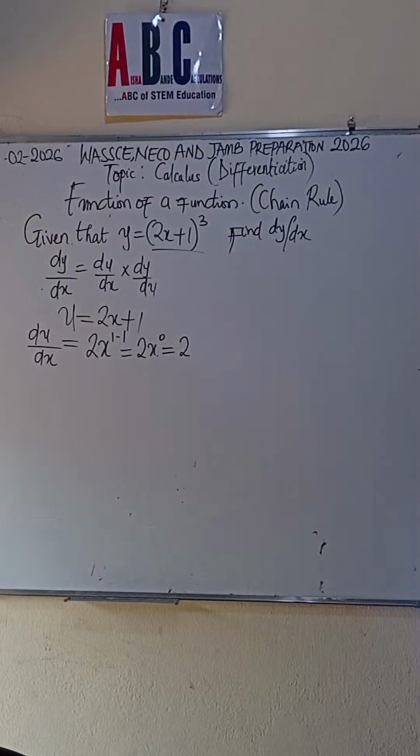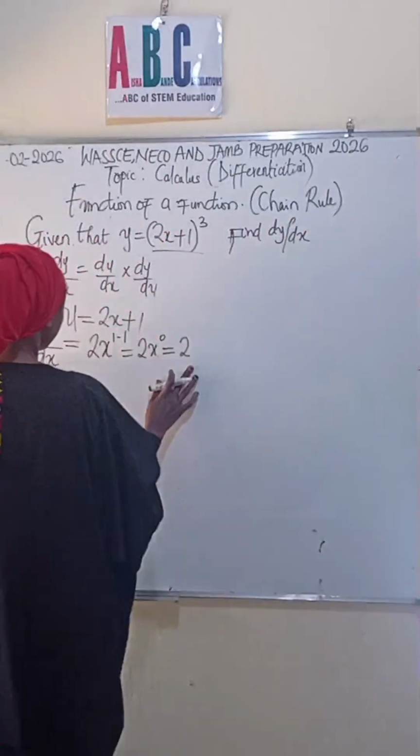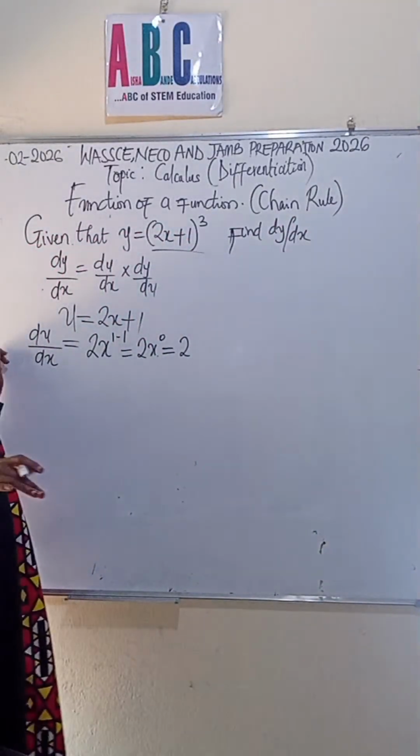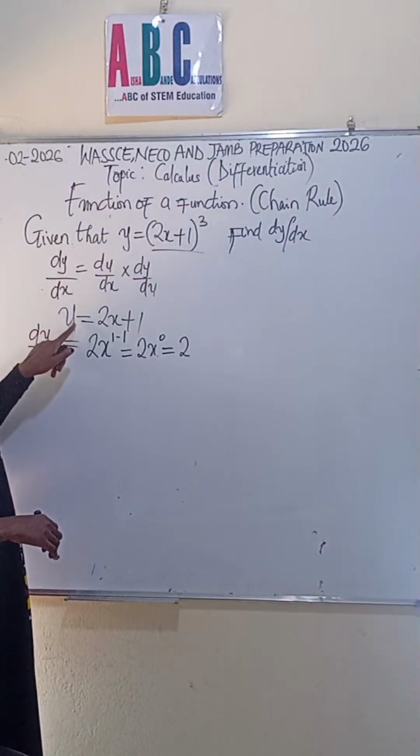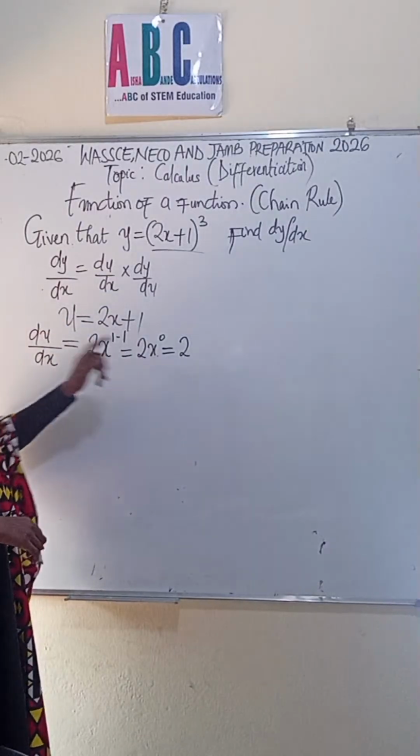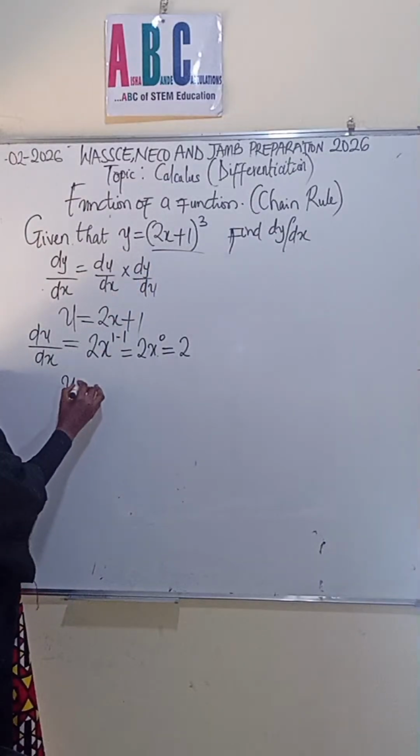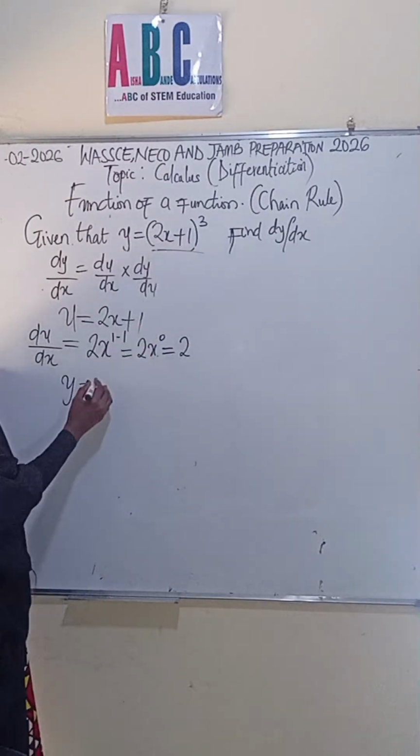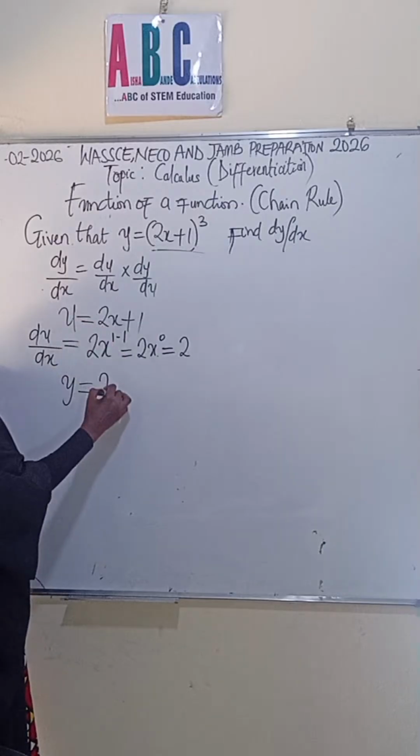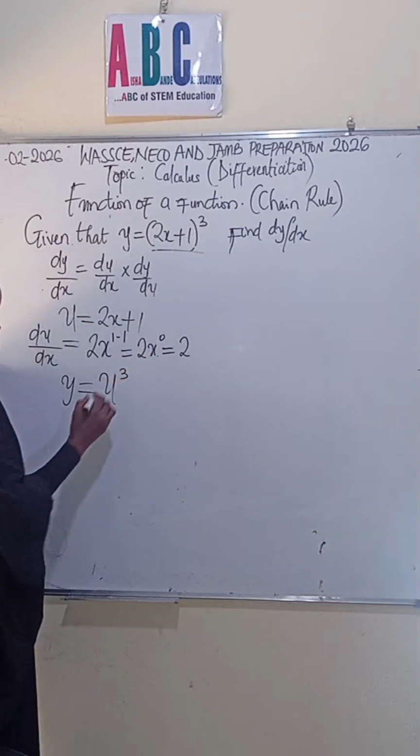Okay. So we've differentiated; this was already done before I got disconnected. Since du/dx is 2, now y changes to what? y is equal to 2x plus 1. Remember I represented this with u. Then we have the power of 3. So what do we do now?